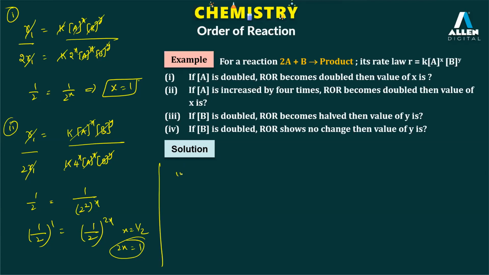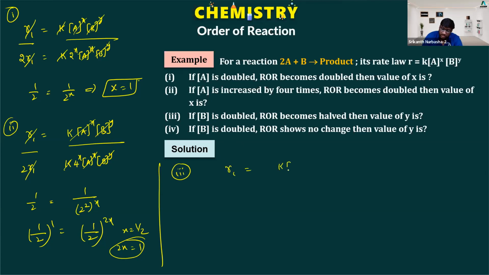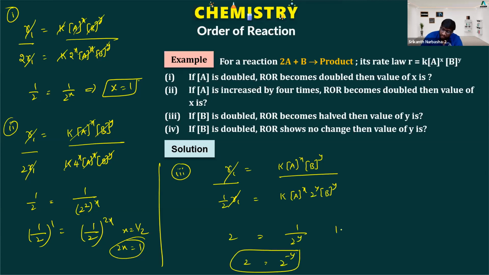Third one. R1 is equal to K into concentration of A whole power x into concentration of B whole power y. If concentration of B is doubled, rate of reaction becomes half. So 1 by 2 R1 is equal to K into concentration of A whole power x into 2 power y into concentration of B whole power y. Divide these two. So 2 is equal to 1 by 2 power y. So I can write 2 is equal to 2 power minus y, or 1 is equal to minus y, or y is equal to minus 1. So order with respect to B in this case is minus 1. If concentration of B is doubled and there is no change, the order is 0.